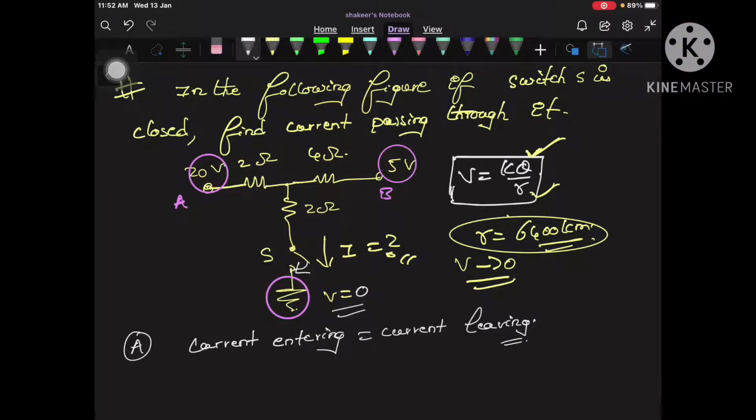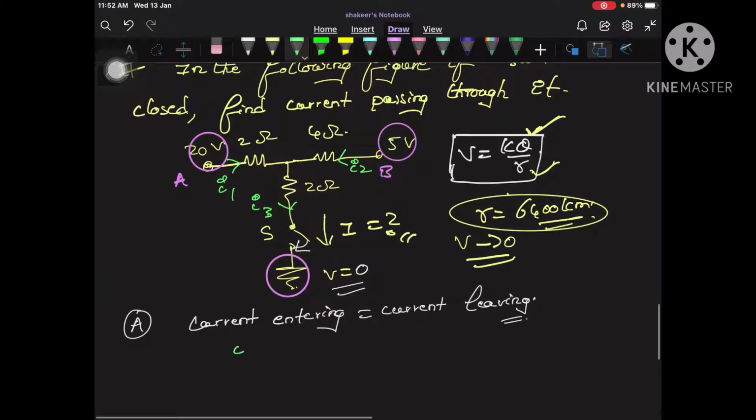So if I name this current I1, this current I2 and this current I3, clear? Then I can say I1 plus I2 should be equal to I3. I1 and I2 are the currents entering this junction and I3 is the current leaving that junction. So definitely I1 plus I2 is equal to I3. Now the question is, how can I calculate this I1 value?